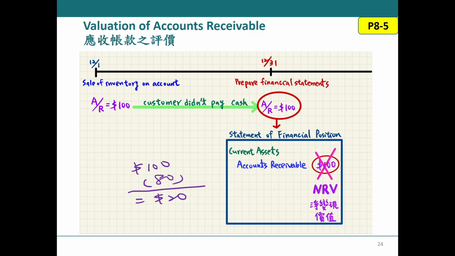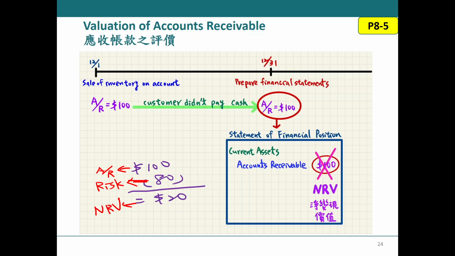Okay, so you should understand we talk about the risk. So what's the risk? The amount of money they won't pay you back. Okay, so the risk is $80. So this is the risk. Then $100 is our accounts receivable, right? How about the $20? We expect he will pay me back in the future, right? Which term we use? $20, what we call NRV. Okay, so NRV, net reliable value, 净变现价值 $20. So this is our NRV, 净变现价值.